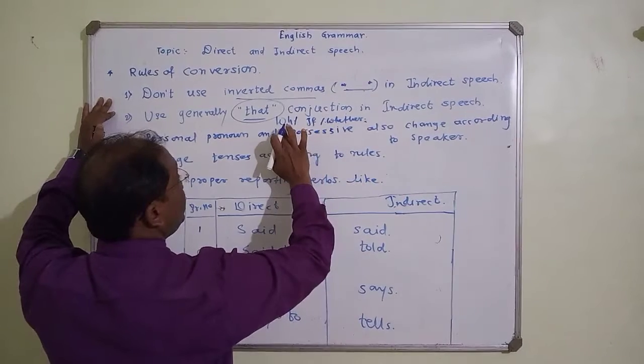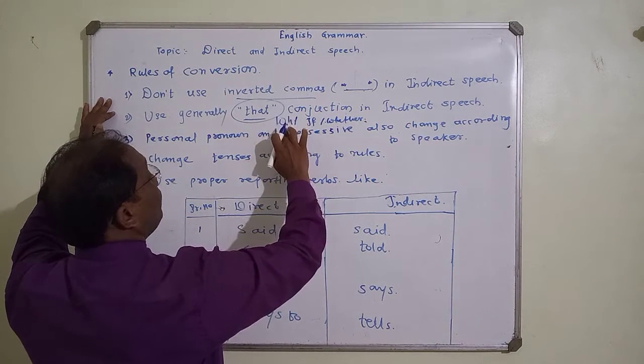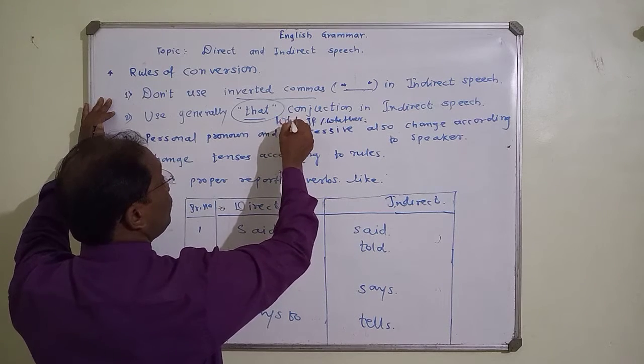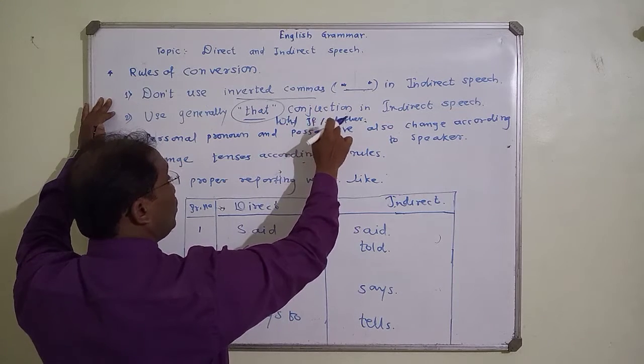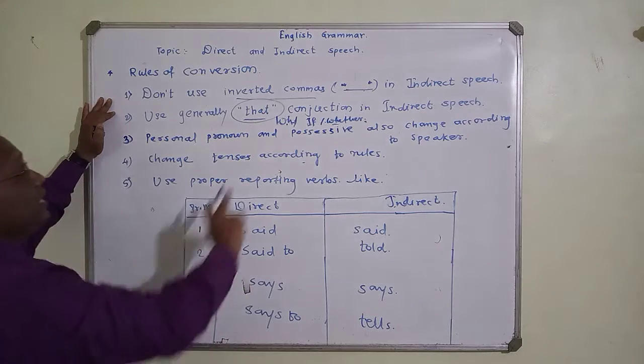If the sentence is an interrogative sentence, then when we convert it into indirect speech, at that time use a WH word. Then if a yes-no question is there, then use 'if' and 'whether' as a conjunction.